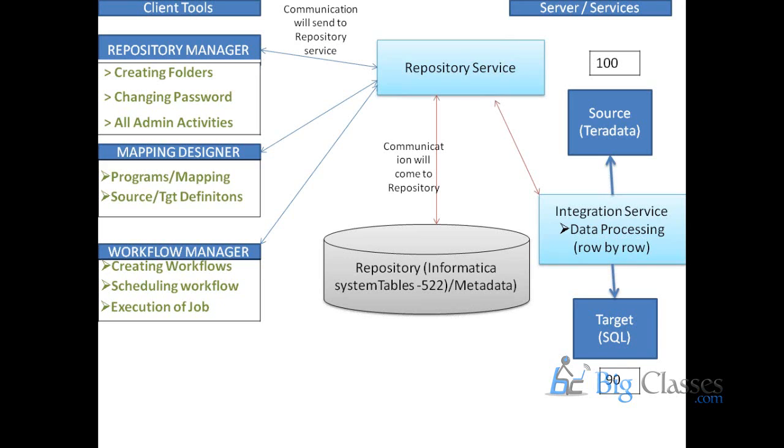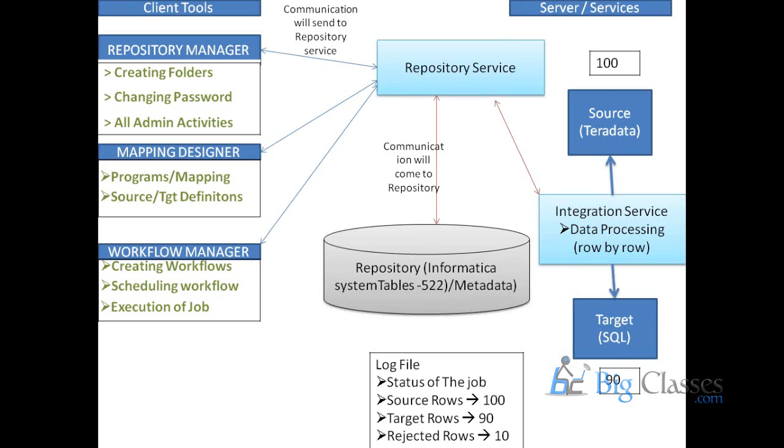And each program automatically will create a log file, right? Here the integration service is also going to create a log file after completion of the job. So you will have complete information in the log file, like the status of the job, how many records we have extracted, 100 records, how many records loaded, 90 records, 10 records are rejected. What is the reason for rejection? Who executed this job? When it was executed?